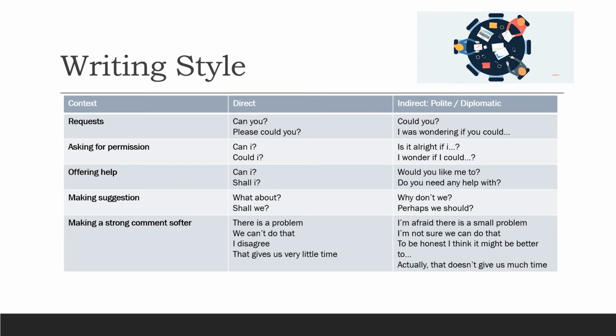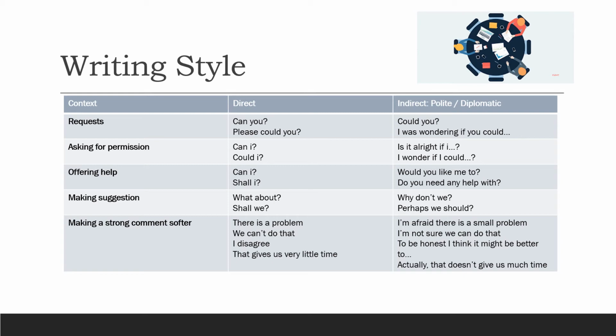So the first one on the list is in the context of requesting. A direct way would be, can you, or please could you. Instead of this, you should adopt a polite way of requesting, stating, could you, or I was wondering if you could. The next one on the list is the scenario of asking for permission, wherein the direct way would be can I or could I. Instead of this direct approach, you should use, is it alright if I, or I wonder if I could.